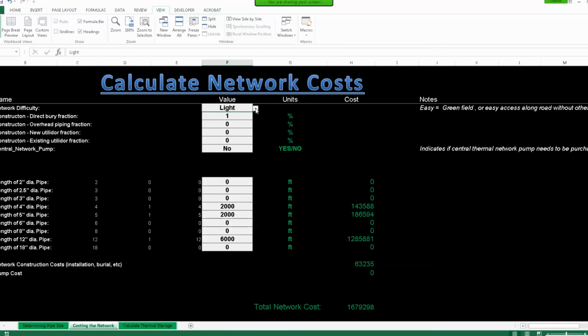And then similarly, the difficulty of laying this network would be light, medium, or heavy, and there are notes on what this means. So heavy would usually be if it's very rocky terrain, or if it's already a highly developed area. For example, Minneapolis-St. Paul has a huge thermal network. They've got a great system set up with cogeneration of heat and power. But any new network line that they put in, they basically have to dig up sidewalk or something like that. It's very difficult. It's very expensive to do that.